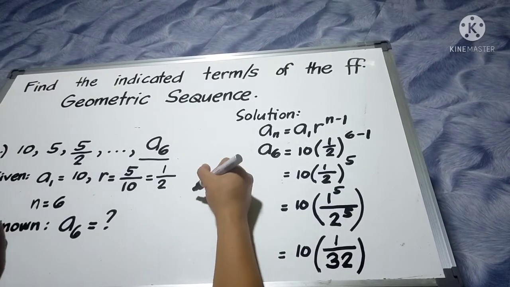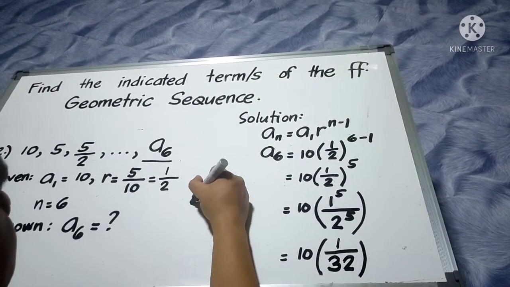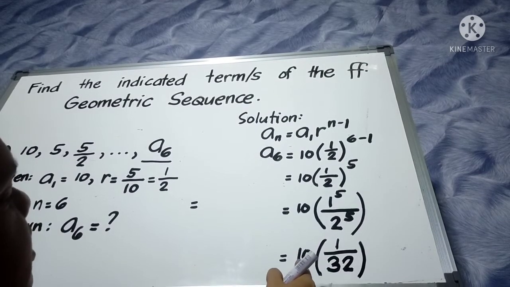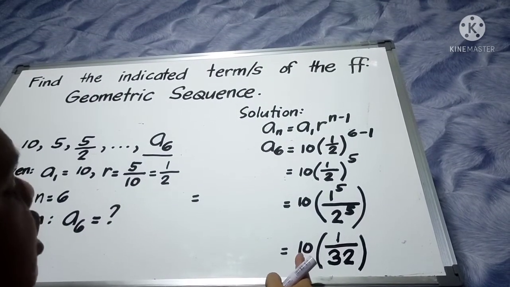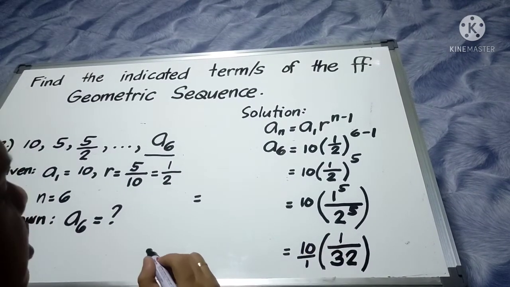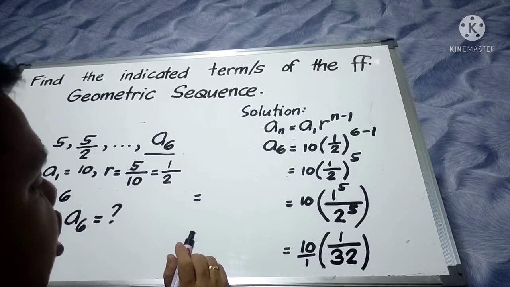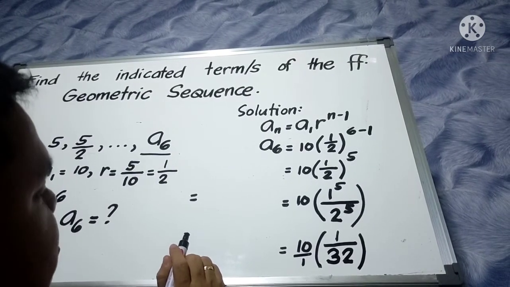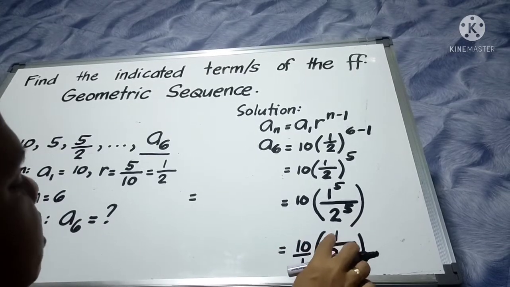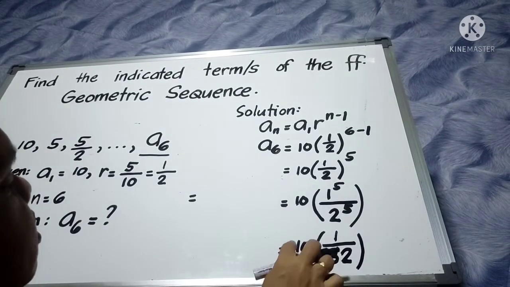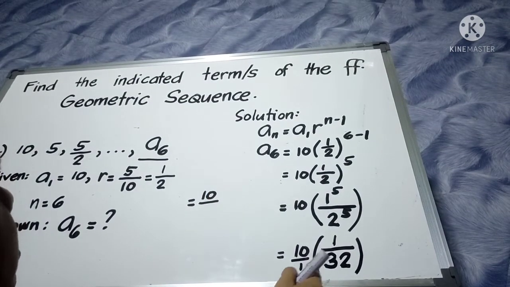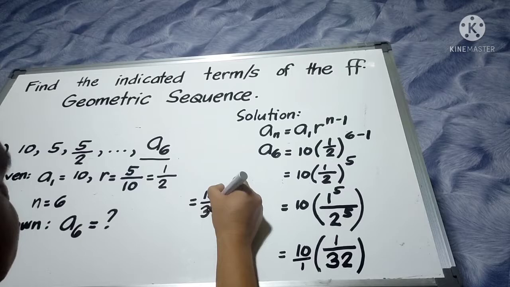So let us continue the solution on this part. You multiply 10 to the numerator, because 10 is a whole number, it is understood to have a denominator of 1. And in the rule in multiplying fractions, numerator to numerator, then denominator to denominator. So 10 times 1 is 10 over 1 times 32 is 32.